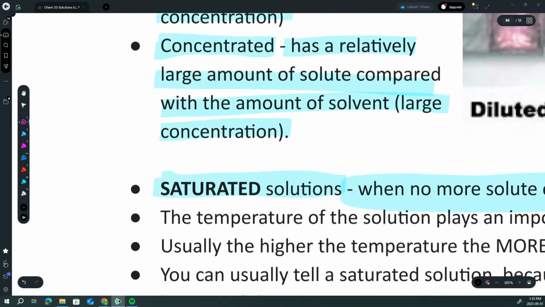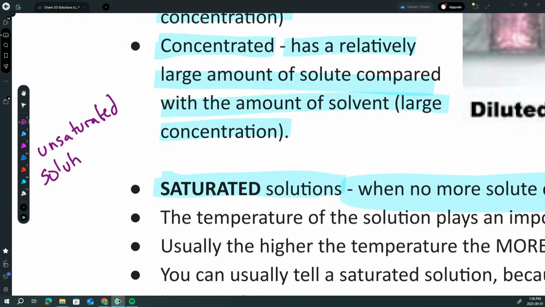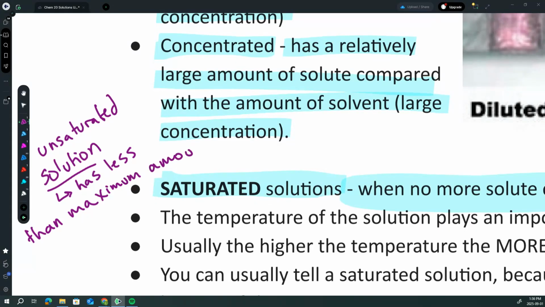So let's just write that as a note. Unsaturated solution has less than maximum amount of solute dissolved in solvent.